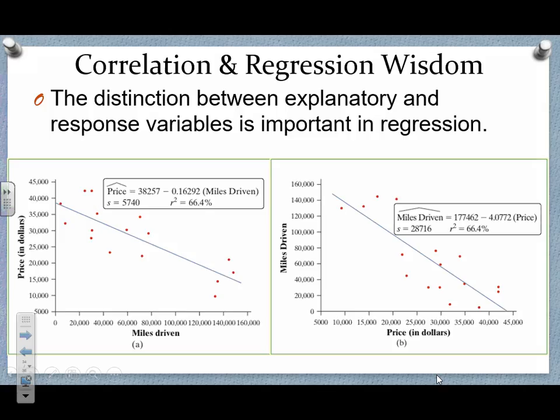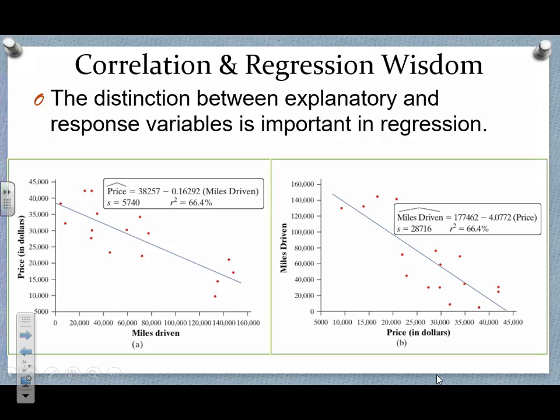So notice in our first scatter plot here, we used miles driven as the explanatory and the price in dollars as our response. So when we look at our equation, our predicted price would be 38,257 minus 0.16292 times the miles driven.